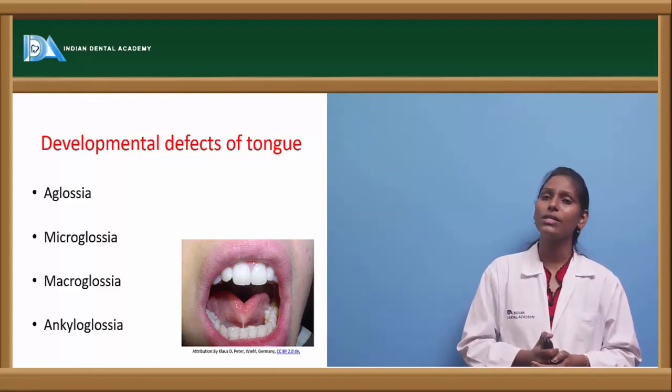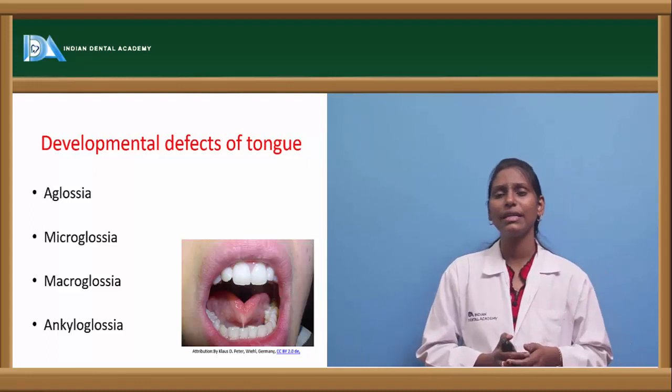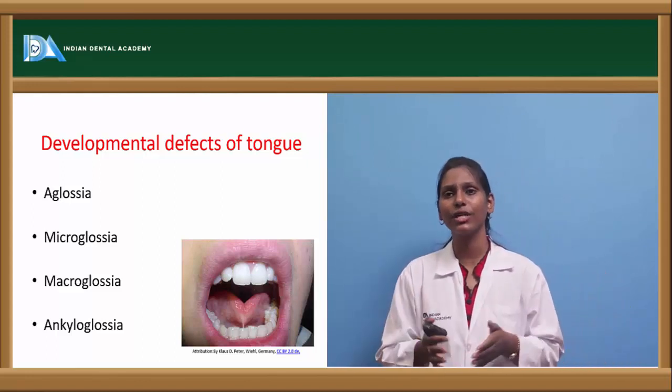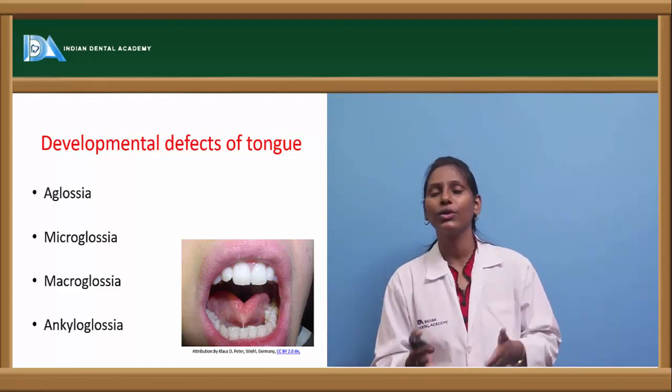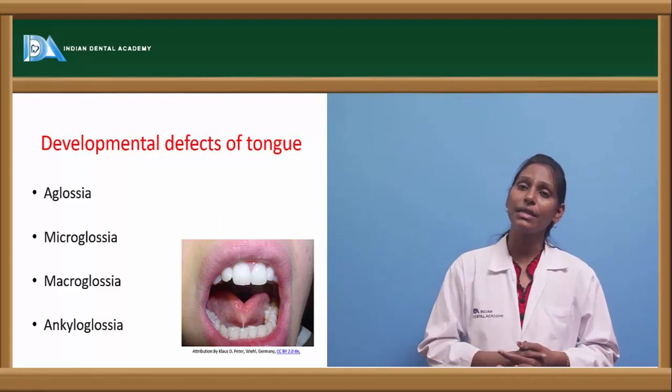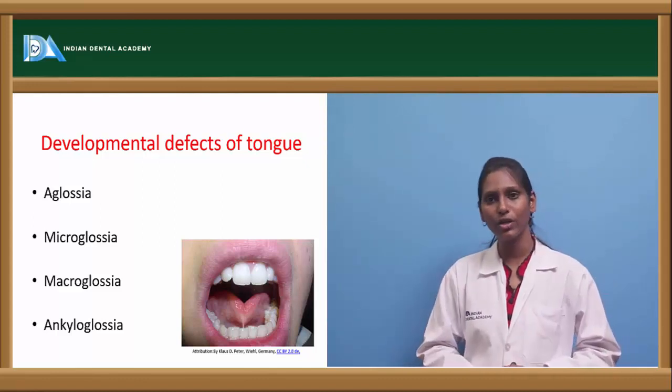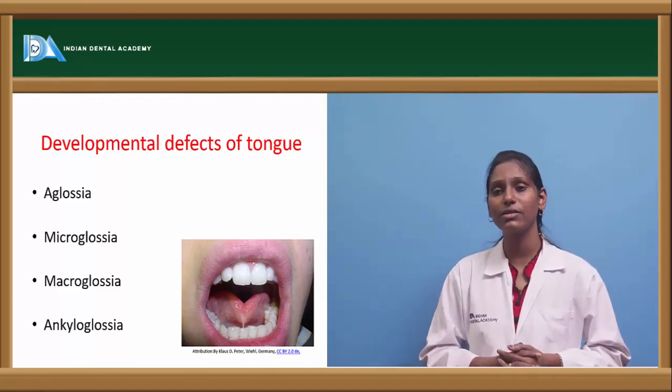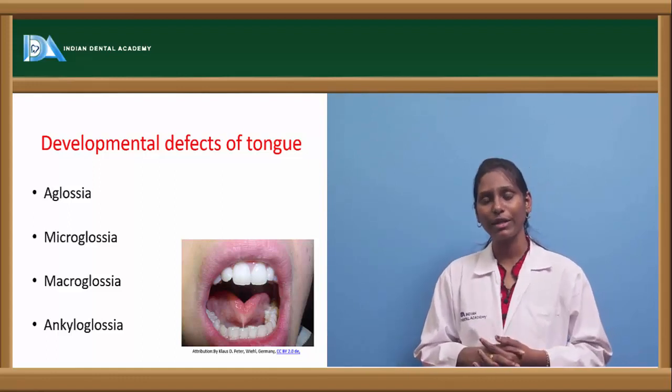Then macroglossia is, as the name itself indicates, a large tongue. This is again true and relative. True macroglossia is usually seen in Beckwith-Wiedemann syndrome, and macroglossia can also be seen in acquired conditions like amyloidosis, where there will be amyloid infiltrate in the tongue.